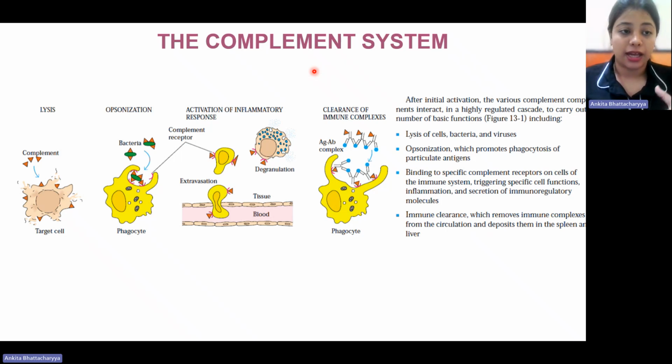The first is via cell lysis. Cell lysis is in terms of the pathogen's cell lysis, which means that the cells are going to die. That is for cells, bacteria, or viruses. This is just a schematic representation, not exactly how it happens, but you can see the complement activation is going to cause cell lysis. Pores are formed on the surface of the cell and they die. Second is opsonization, whereby bacteria is being engulfed by the phagocyte. Third is the activation of an inflammatory response.